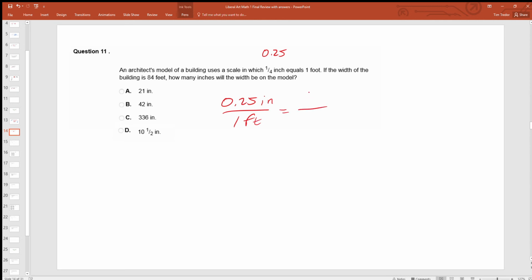equals, I don't know, over 84 feet. So here if we cross multiply 84 times 0.25, 1 times, well, we'll call this x, our answer will be I believe it's 21. Yeah, 21.